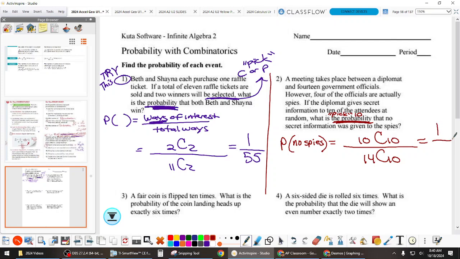And then, how about this one? Denominator, what value was that? 1,000. That's very unlikely. So he's going to spill the beans to somebody, most likely. Good. All right, read number 3.